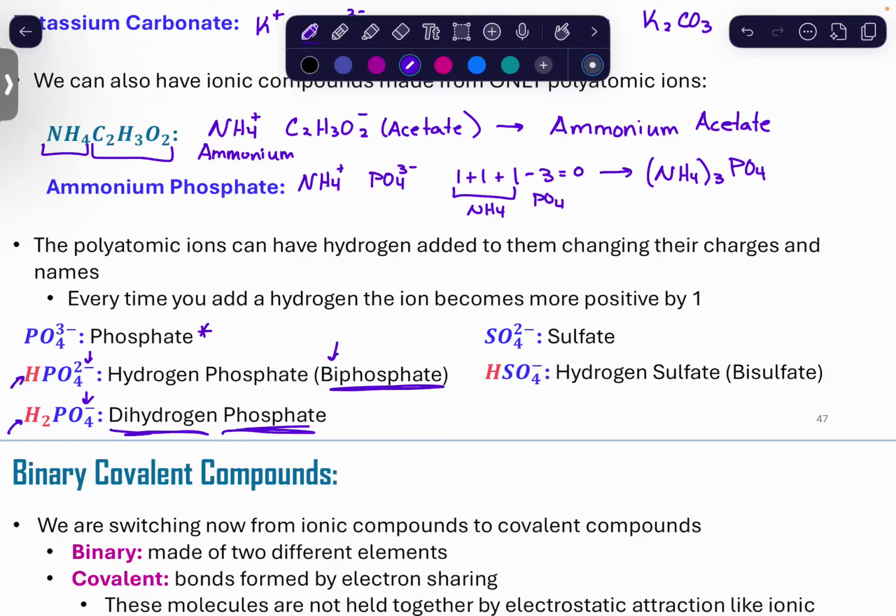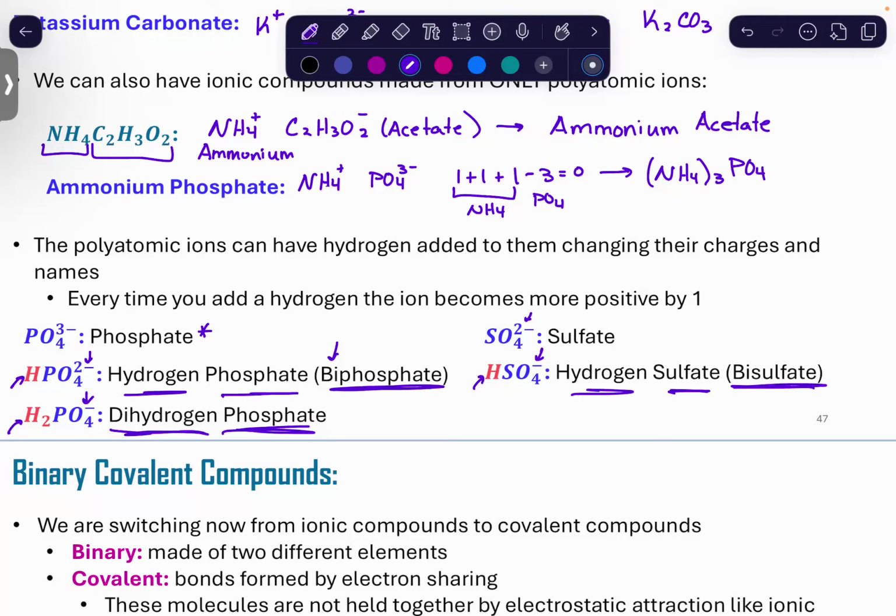Again, sulfate as a -2, add one hydrogen, goes up to a -1. Sulfate, I add a hydrogen, I'm at a -1. I can't add any more hydrogens or I get an acid. And that's going to be hydrogen sulfate or bisulfate because it has the one hydrogen on it. So the charge does not dictate when you use the bi prefix. It's the one hydrogen. But if you just want to stick to hydrogen phosphate, hydrogen sulfate, that's fine too.